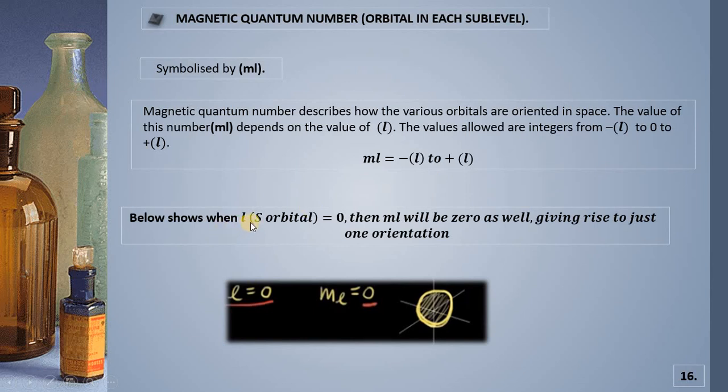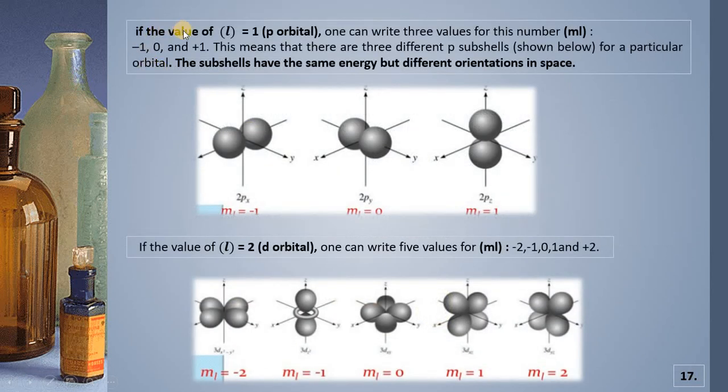Below shows the S orbital. We can see L is equal to 0, so ML is equal to 0. When L is equal to 0, that means ML is equal to 0. So this is the shape. Now look at it: if the value of L is 1, which will occupy the P orbital that I said earlier.